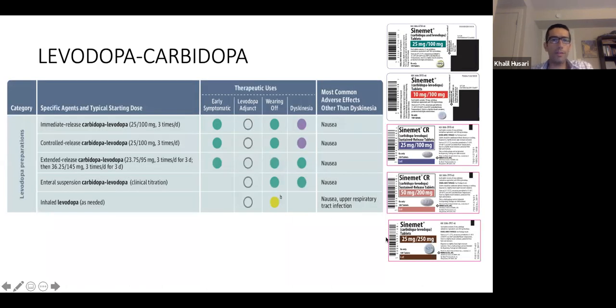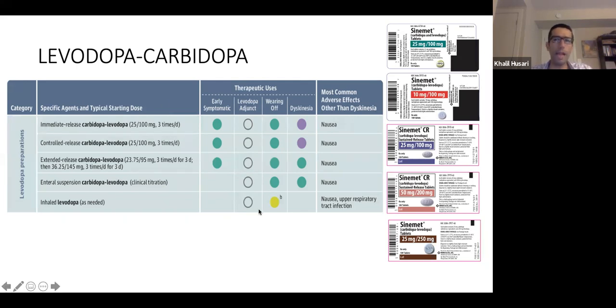So these are the formulations that we have. We have either an immediate release or a controlled release. And they usually come together, so it's either 25 and 100. The 25, the first one, is the carbidopa, and the 100 is the levodopa. And they also come as 10 and 100. I usually like to use the 25 and 100 because more carbidopa means fewer side effects for the patients, okay?